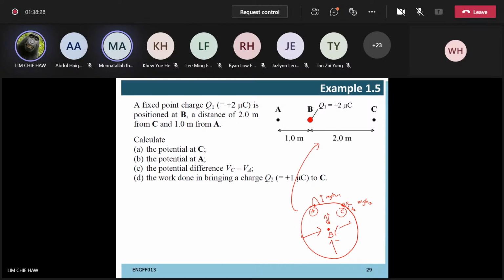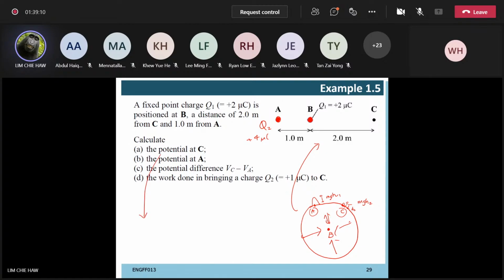Can A and C be charges, or is it always going to be a point? If A and C are charges, then the question will be different already. Like what I said, whenever you have multiple charges in the question, you must identify who sets the field and where the target is. Let's modify this question a little bit. Let's say we have a charge here, another charge here, and this is Q2, a 4 microcoulomb charge. If the question asks for electric potential at C, what shall we do?